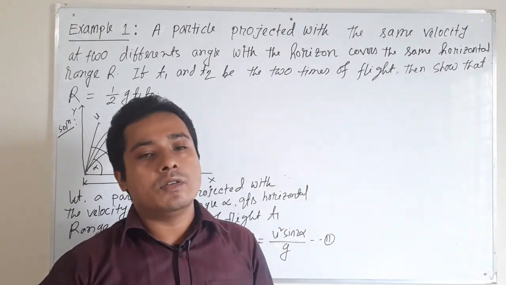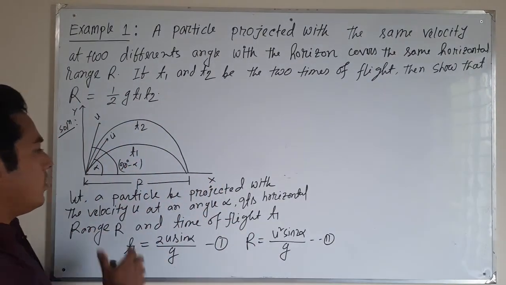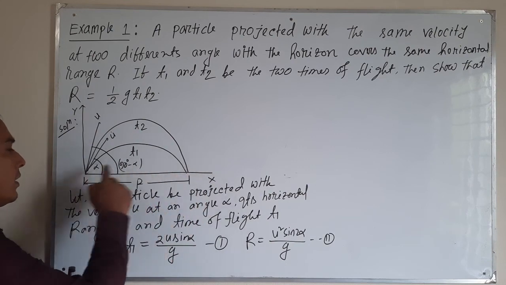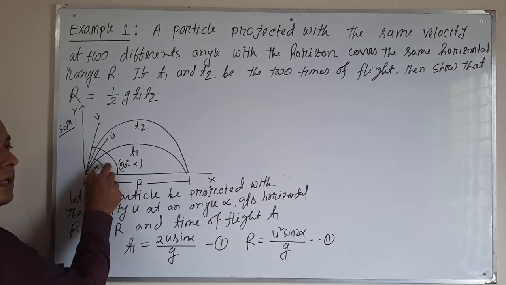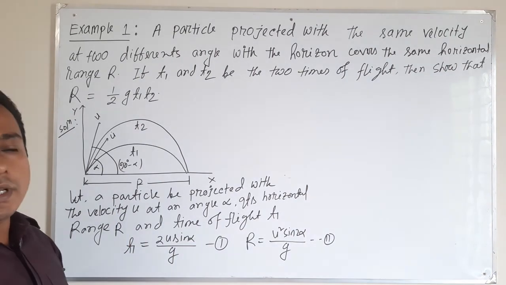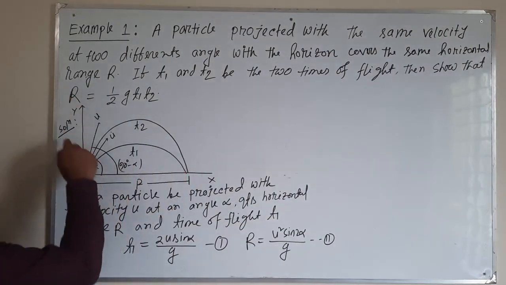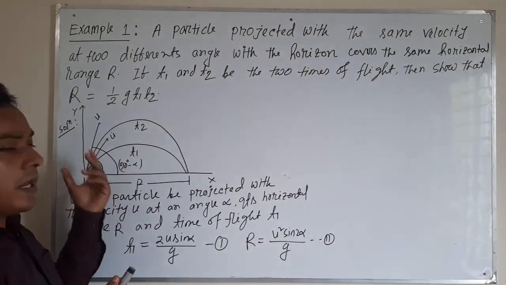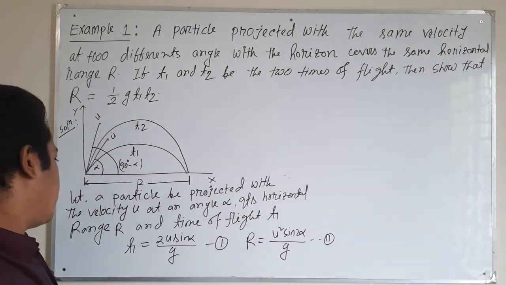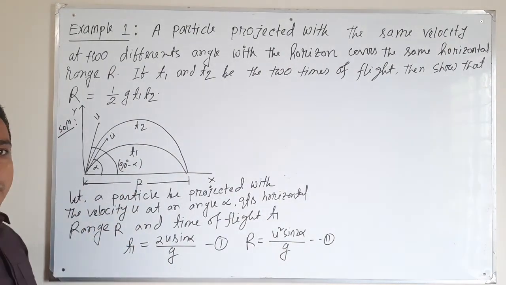My dear students, if the particle is thrown at two different angles, if one angle is alpha, then the other angle will be 90 degrees minus alpha. Because between the horizontal line and the vertical line the total angle is 90 degrees, so if one angle is alpha, the other angle will be 90 degrees minus alpha.